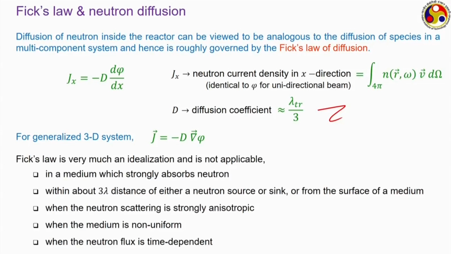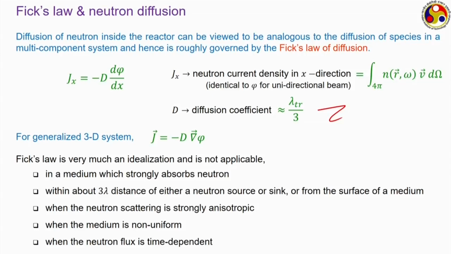But before we apply Fick's law any further, Fick's law is very much an idealization, and there are several limitations for this. It is limited only to media where the absorption is extremely low. That is, when the absorption of neutrons is significant, then we should not use Fick's law. Similarly, we have neglected the presence of any kind of source. Therefore, when the location that we are analyzing is very close to some kind of source or sink, as a rough guideline, within about 3 mean free paths from the source or sink or from the surface of a medium, we should not use this.